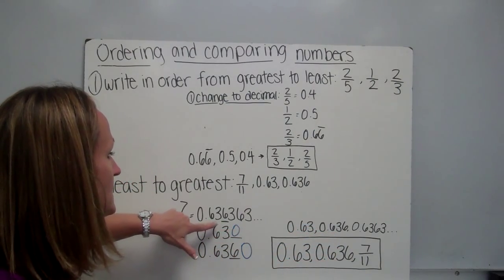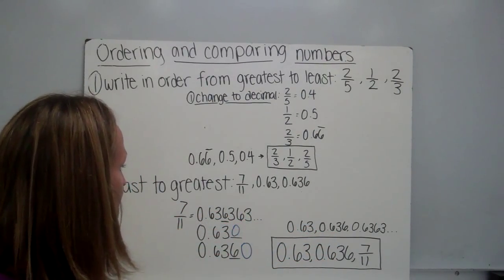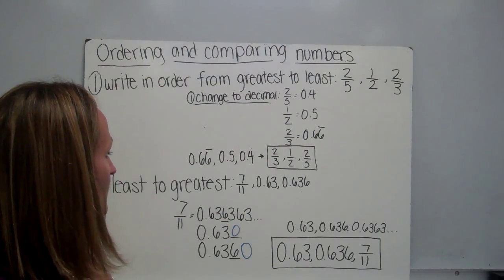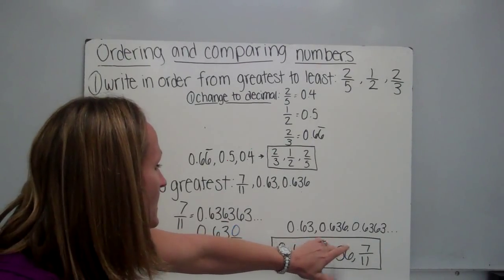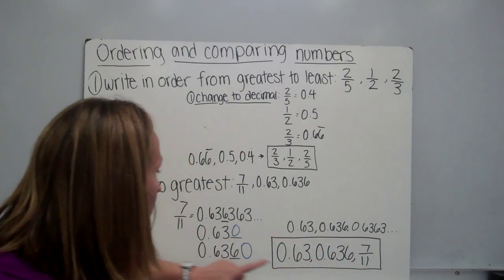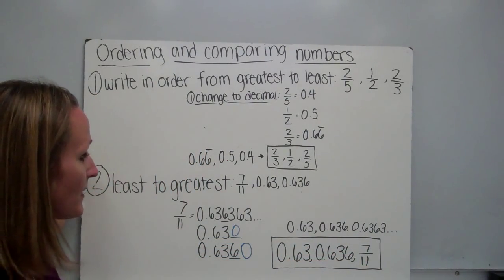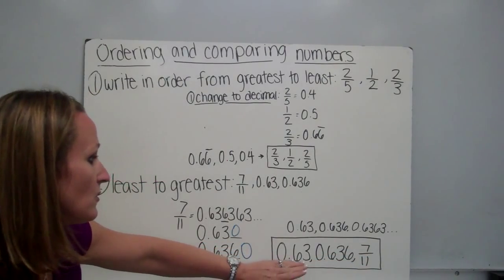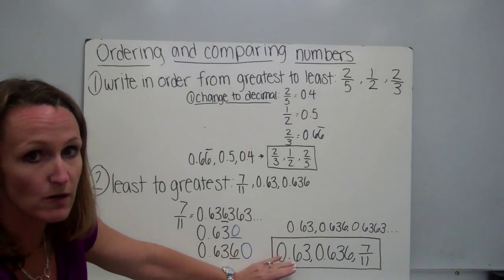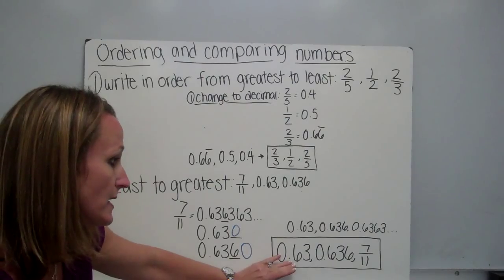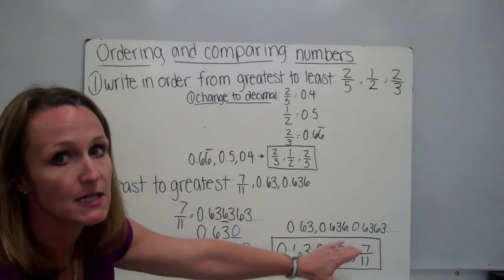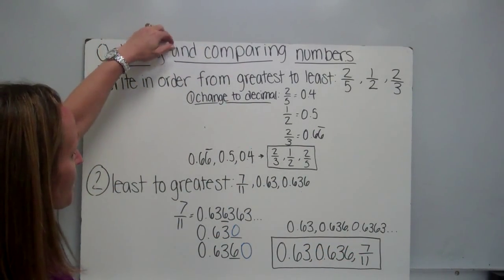Now this one, 0.636363, is going to be our final number because it keeps going. So then if we converted it back to a fraction, we get that our numbers in order from least to greatest go 0.63, 0.636, and then 7/11.